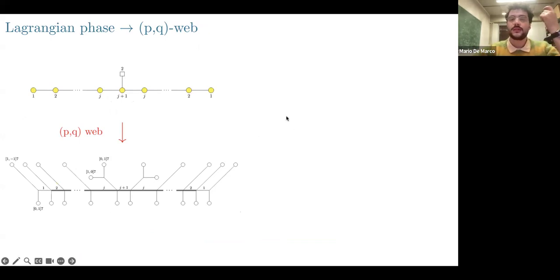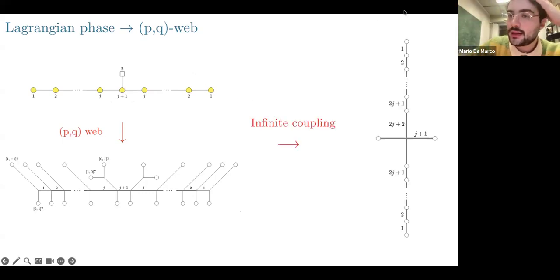Now, what we can do is that with the web technology, we can easily go to the infinite coupling of this quiver that will correspond to the UV CFT. Doing that, we obtain the following brane setup.